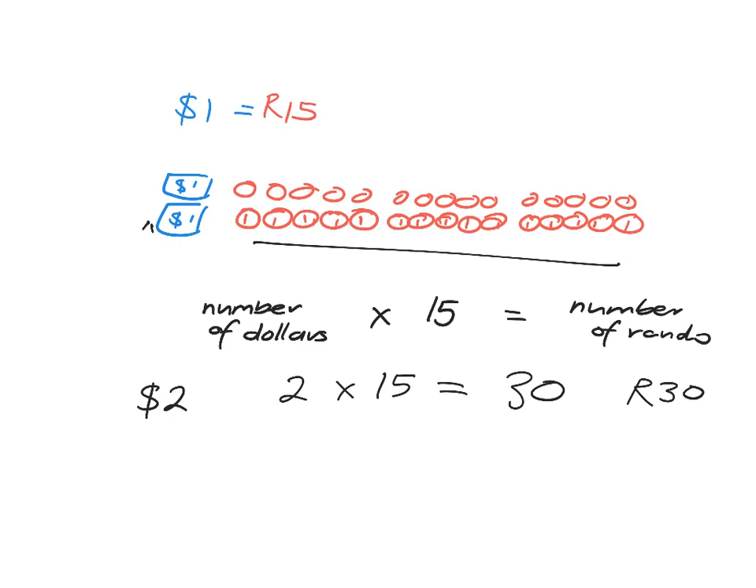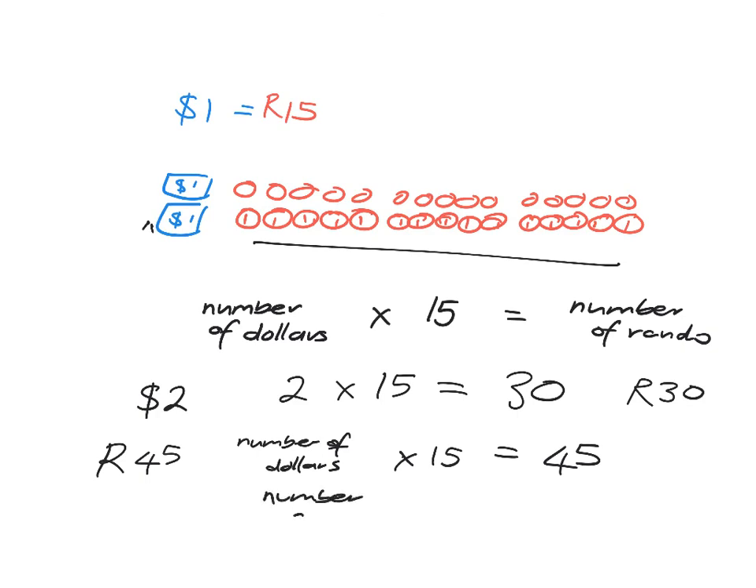So there's your answer. What about if I started off by giving 45 rand and I needed to know how many dollars I'd get? Well, let's just put it in here, right? We don't know how many dollars, but we know when we multiply it by 15, we get 45 rands. And we know that multiplication and division are linked, and so what we can do is get this by doing the division, and 45 divided by 15 is 3.